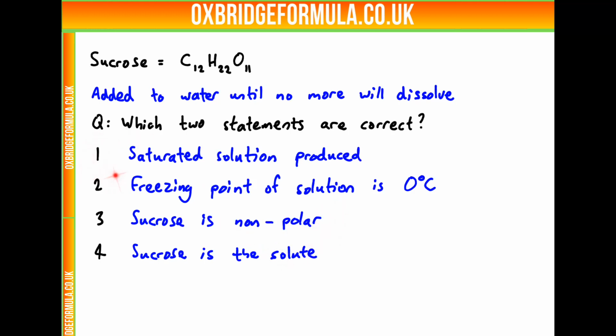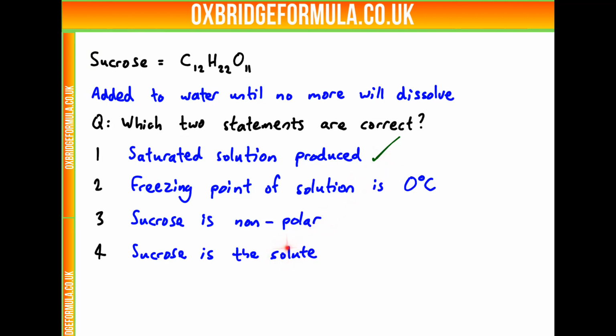So the first statement says that a saturated solution of sucrose is produced. Is this true? Well, what is a saturated solution? This is a solution where the thing that is being dissolved has reached its absolute maximum capacity, and so we wouldn't be able to get any more to dissolve in this saturated solution. And so is this the case? Well, yeah, we're told that no more sucrose will dissolve after we've added a specific amount. And so we know the solution must be saturated. So this one looks correct.